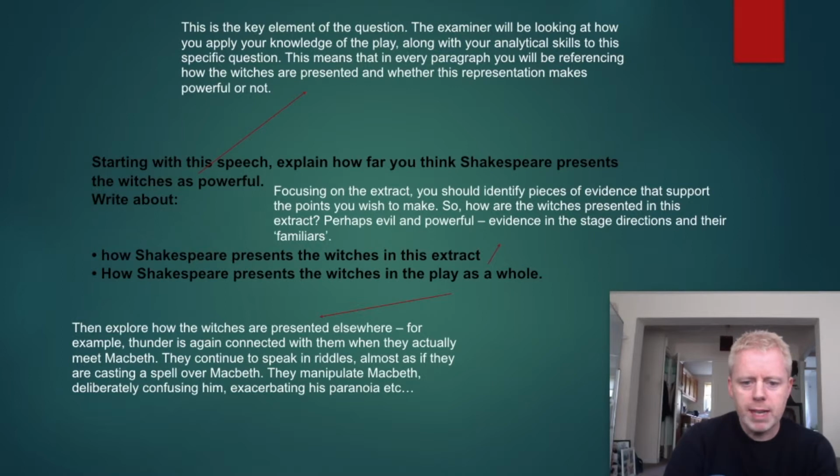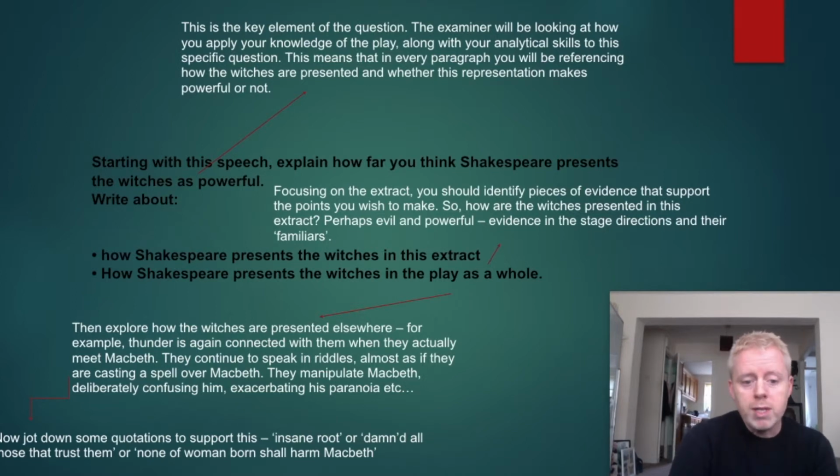Then explore how the witches are presented elsewhere. For example, thunder is again connected with them when they actually meet Macbeth. They continue to speak in riddles, almost as if they are casting a spell over Macbeth. They manipulate Macbeth, deliberately confusing him, exacerbating his paranoia. He goes to them for guidance and reassurance. He gets the complete opposite, but doesn't realise it.